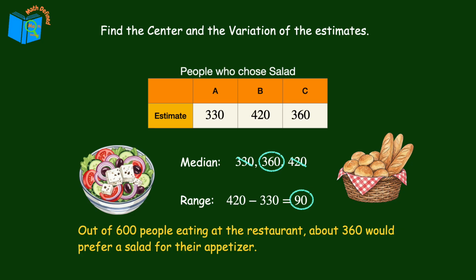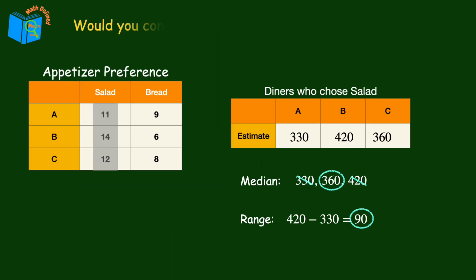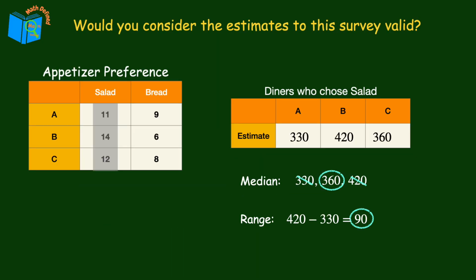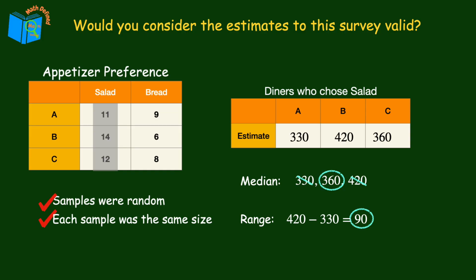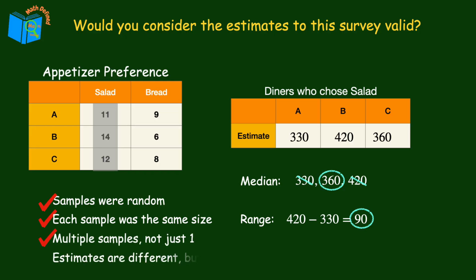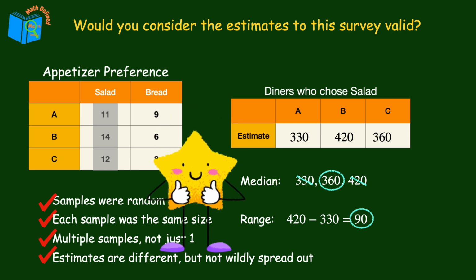Sometimes surveys like this surprise us with the results. But we have one last consideration. Would you consider the estimates from this survey valid? Well, the samples were random. Each sample was the same size. Multiple samples were used, not just one. And the estimates are different, but not widely spread out. So, yes, you can consider the estimates from this survey to be valid.